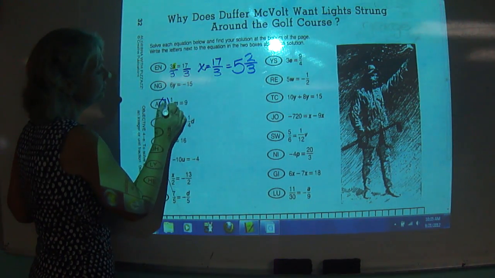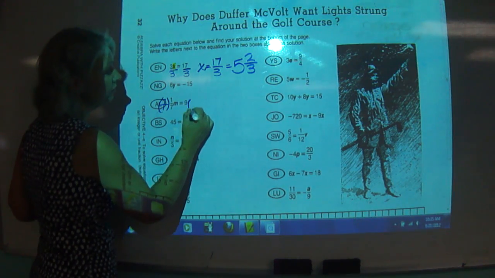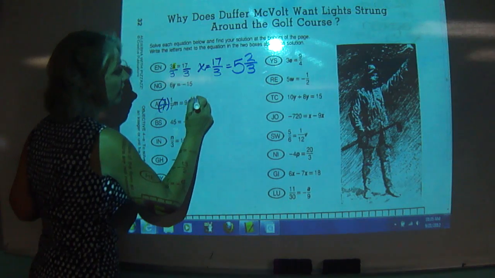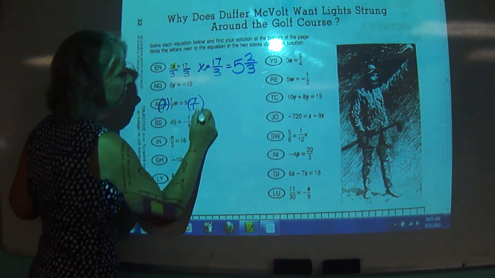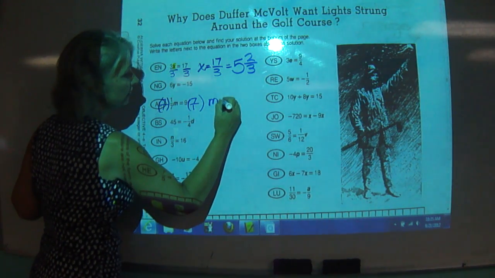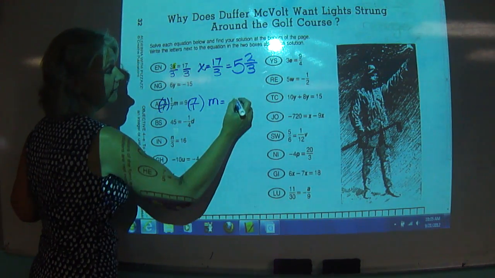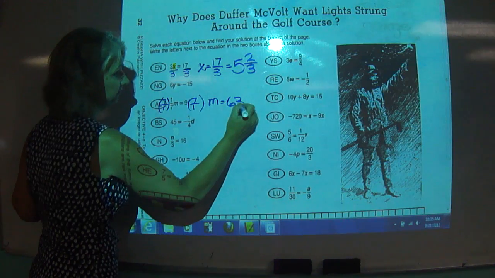So what's the reciprocal of 1/7? 7 wholes. So we're going to multiply. If we multiply it on that side, we have to multiply it on the other side. So m is going to be equal to 9 times 7 is 63.